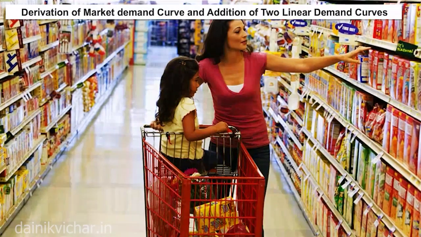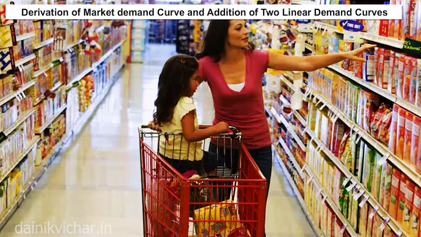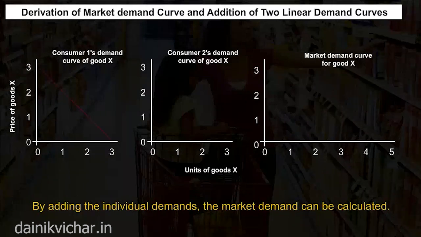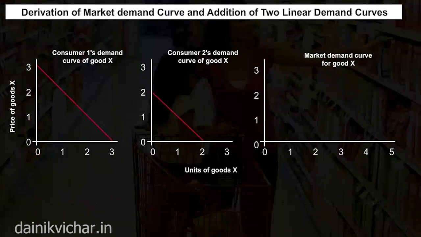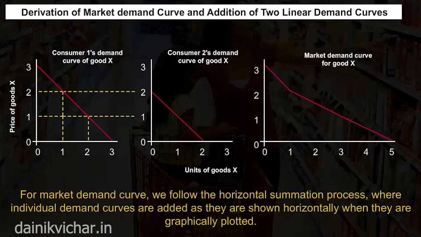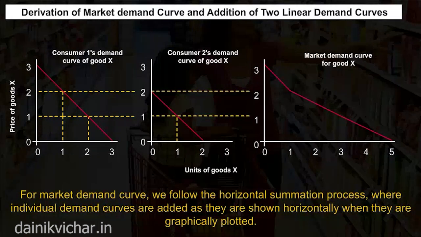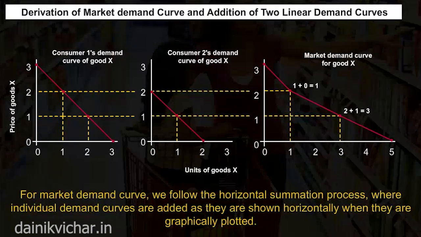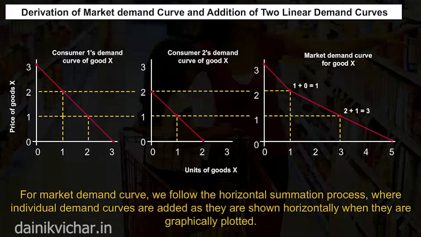Market demand. Derivation of the market demand curve and addition of two linear demand curves. By adding the individual demands, the market demand can be calculated. For the market demand curve, we follow the horizontal summation process, where individual demand curves are added horizontally when they are graphically plotted.